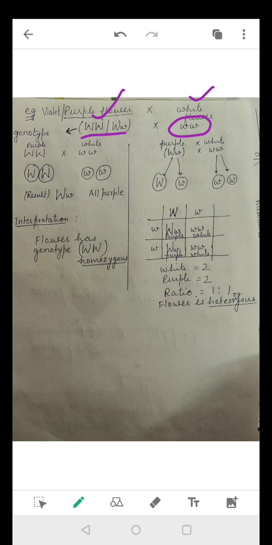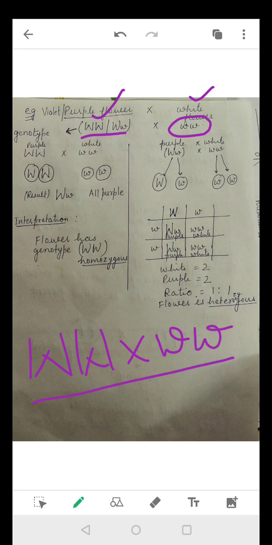So let's take up these separately. First we'll go with the first probability, capital W capital W. And then we'll see the second probability, that is capital W, small w. So we can have two possibilities in this cross. And we'll always have these two possibilities, right? Now let's take the first possibility. The flowers are purple and we are assuming that it is capital W capital W. And here the parent is the dwarf, that is small w small w.